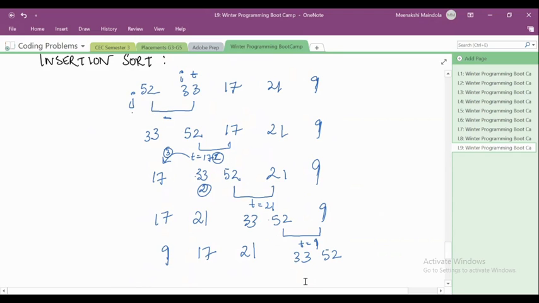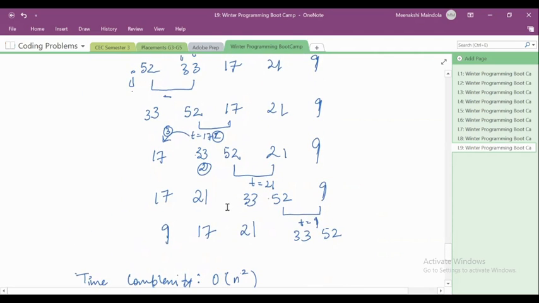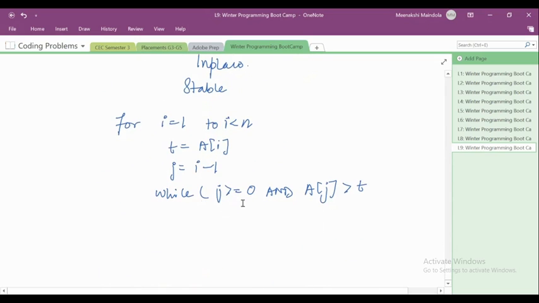And why do you need a loop? Why do you need this while loop here? That is because you are going to keep on comparing with the previous values as well. So you see here, when you had 9 stored in a temporary variable and you copied 52, you had to compare 9 with the previous values, which is 33 as well, 21 as well, and 19 as well. So for that, you are going to consider a loop here.